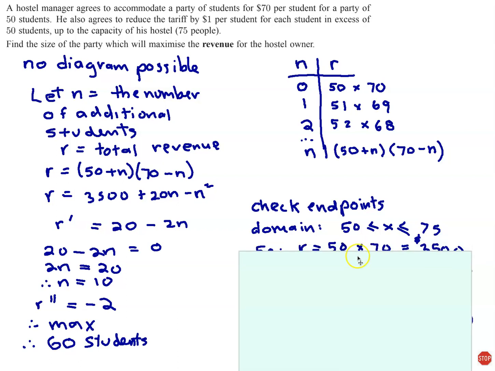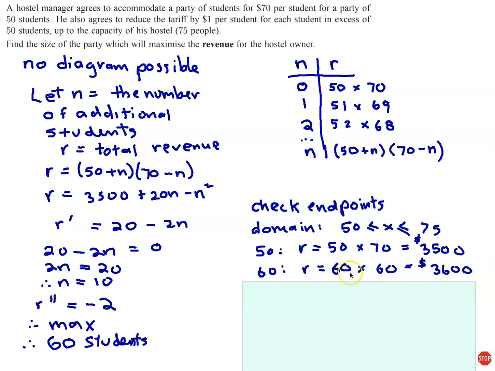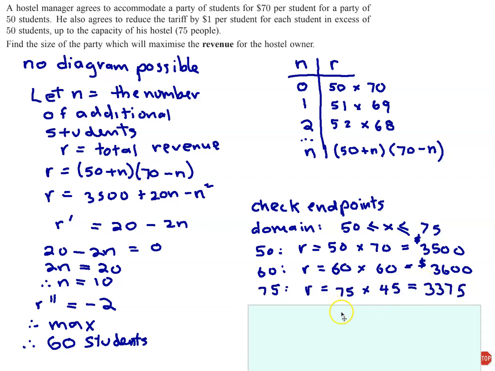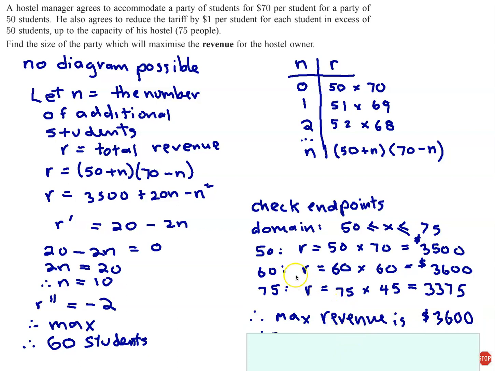So for 50 students, it's 50 times 70, which is $3,500. For 60 students, each pays $10 less than that because there's 10 additional students. So the total revenue for 60 students is $3,600. And similarly for 75 students, each of the 75 students only pays $45, which means the total revenue is $3,375. So therefore, the maximum revenue, in fact, is when we have 60 students.